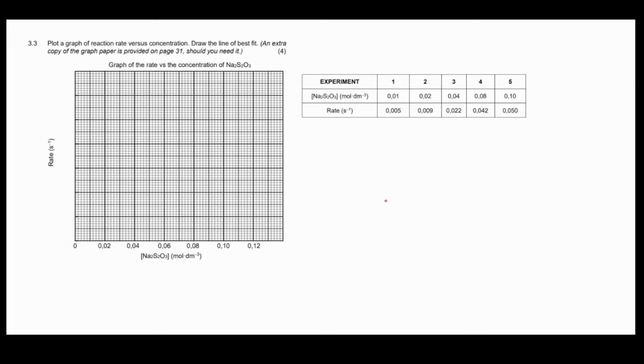So we're going to have to go up until 0.05. So if we count 0.01, 0.02, 0.03, 0.04, 0.05, that's a pretty good scale, I would say. So this is going to be 0.01, 0.02. Should probably write a bit thinner over here.